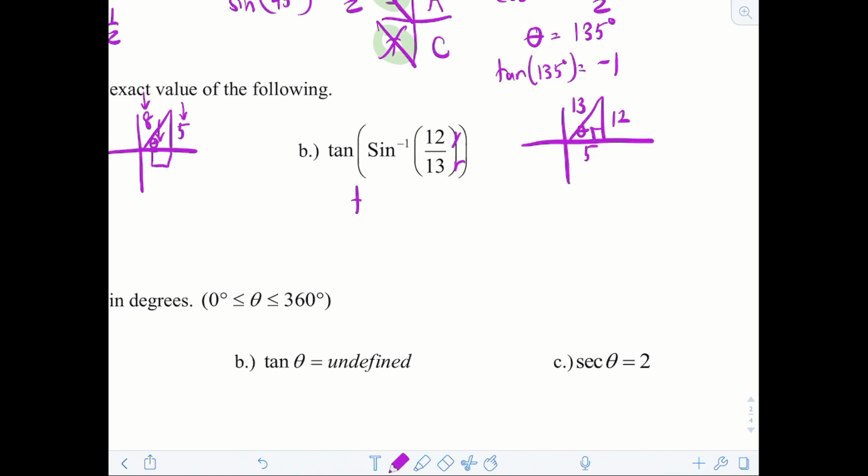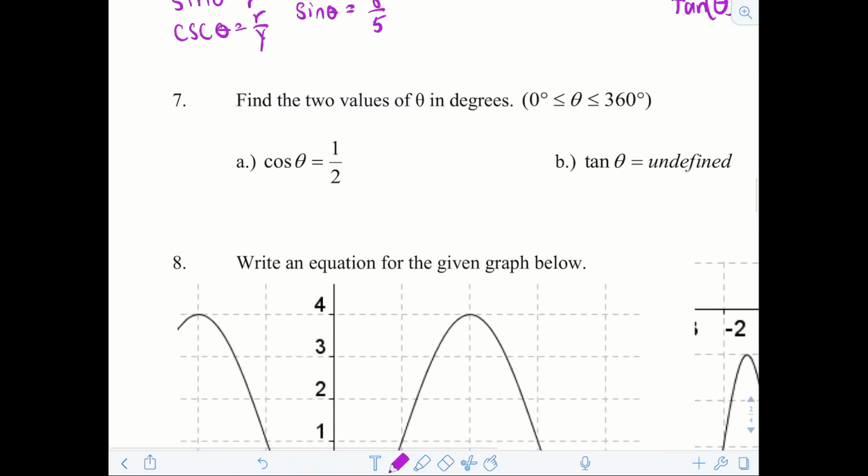Still dealing with theta. So tangent of theta, so I replace this value with what this triangle looks like. So now if I say tangent of theta, well, what is tangent in this triangle? That's going to be 12 over 5, and it just ends up working out that way. Okay, next.